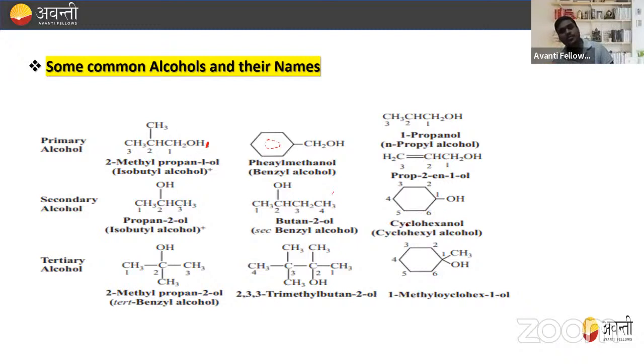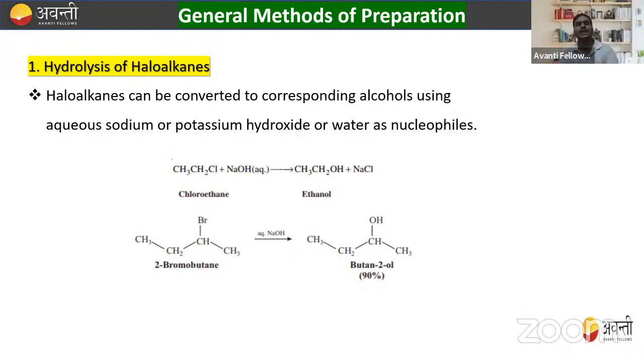This is the structure of cyclohexanol. Now, what are the general methods for the preparation of alcohol? So how will you prepare alcohol? This is a very important thing, because questions come directly from this topic. In some questions the reactions are given and you have to identify by which method they were prepared, right?